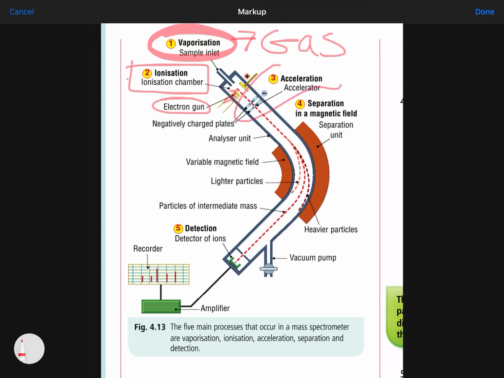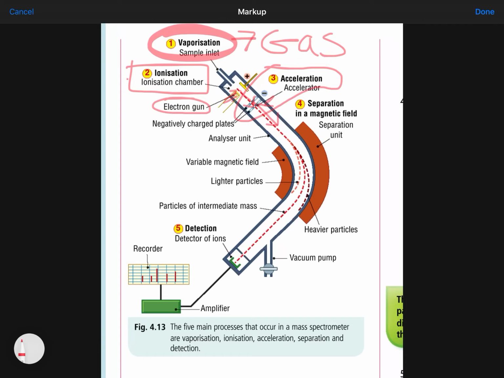You have a negative plate here. You see this negative plate? The positively charged ions that you form in the ionization chamber are accelerated towards that negative plate, because unlike charges attract. And there's one little slit in that plate there, look. So you get one single beam of ions coming through the slit. So the positively charged ions that are formed in ionization are accelerated towards the negatively charged plate.